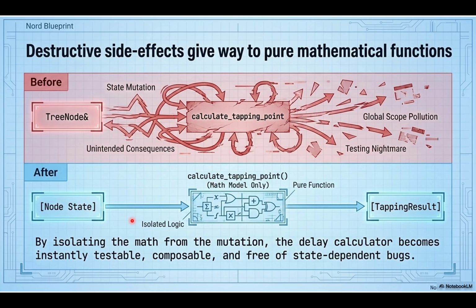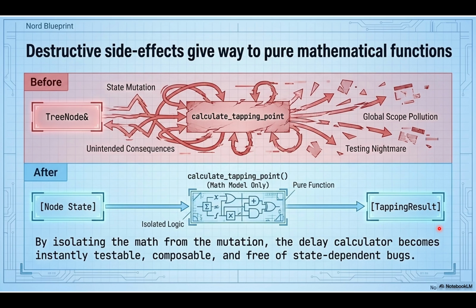That makes total sense. So this is why the developer shifted to a pure function approach. They basically separate the architects from the construction crew. So the pure function just observes. Exactly. It takes in the data, it performs the complex math, and it returns a clean, highly detailed blueprint called a tapping result. Got it. It doesn't touch the tree. It doesn't move any walls. It just hands the calling program the blueprint and says, here is where the math says the connection should happen. It is up to you to actually build it.